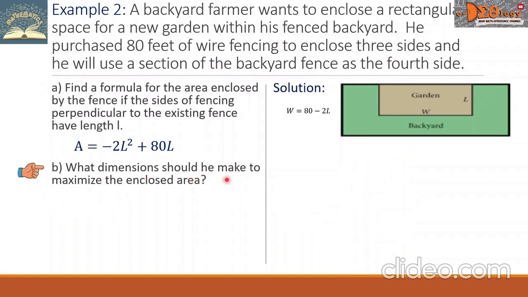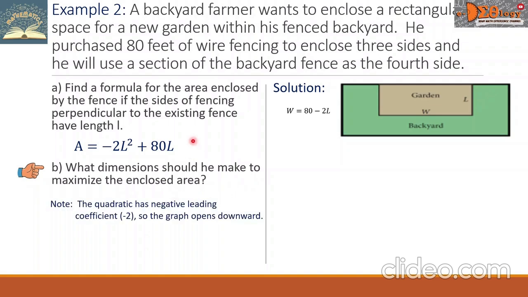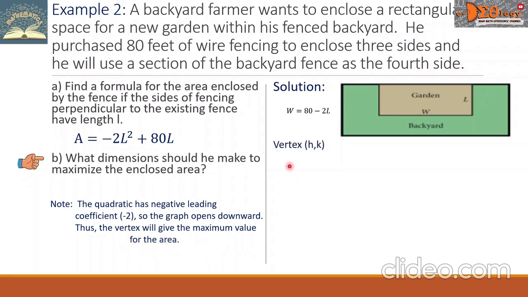What dimensions should he make to maximize the enclosed area? Note that in our equation here, this quadratic has a negative leading coefficient, that is the negative 2. So the graph, or this parabola, opens downward. Thus, the vertex will give the maximum value for the area. We know that vertex is a point, so vertex is the HK, the coordinates. Let us now solve the values of H and K respectively. So we start with the H.